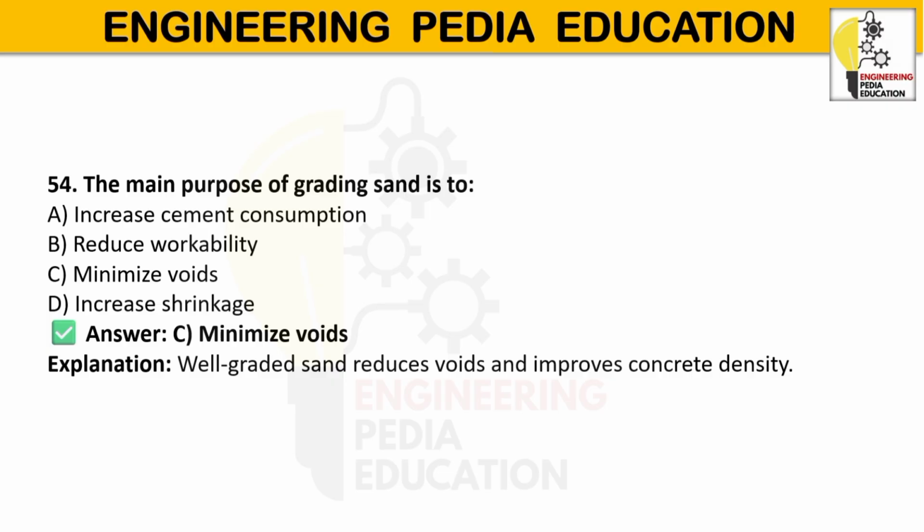What is bleeding? Okay, so let's discuss. Bleeding is a phenomenon in which water rises to the surface of freshly prepared concrete due to the settlement of heavier particles. Excess water, poor grading, lower cement content or over vibration are the reasons due to which bleeding occurs. For prevention, use a proper water cement ratio, use well graded aggregate, increase fine cement content, and proper compaction is required.